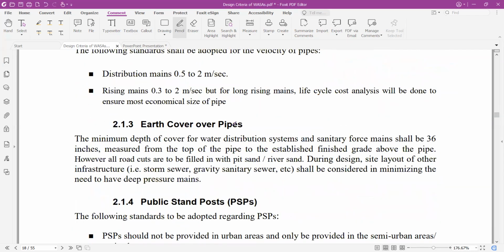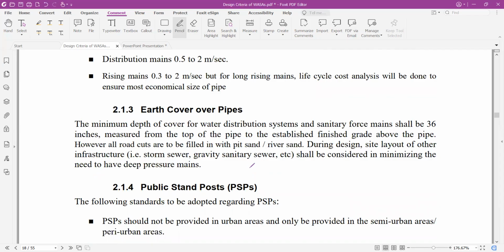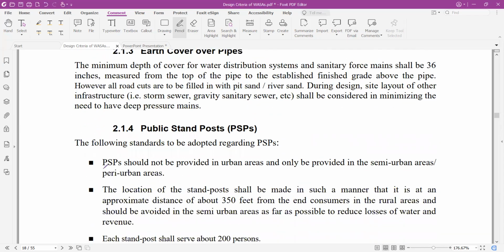Earth cover over a pipe may vary, but a minimum of 36 inches must be provided from the top of the pipe to the established finished grade above the pipe. However, all the road cuts are to be filled in with sand or river sand. During design, site layout or other infrastructure, for example storm sewers and sanitary sewers, should be considered in minimizing the need to have deep pressure mains.